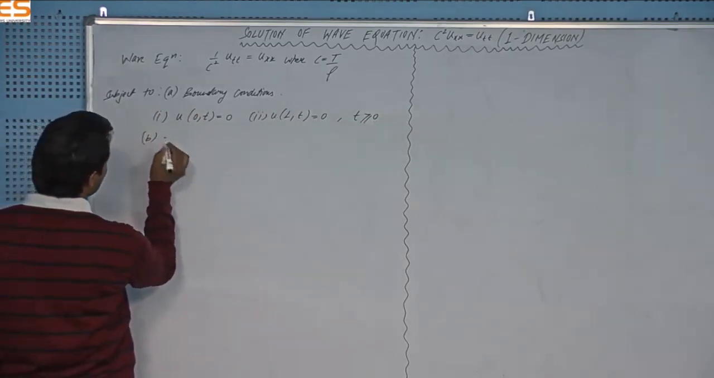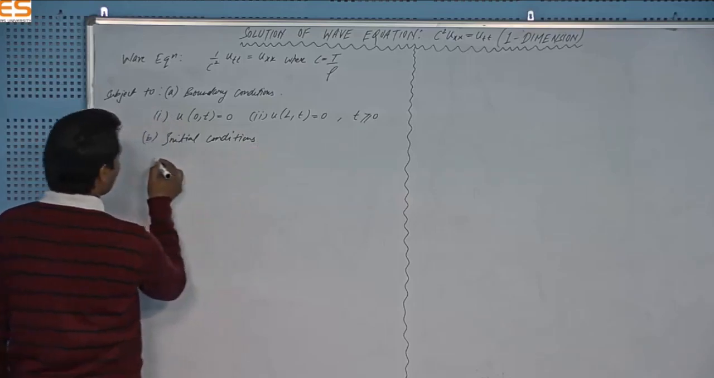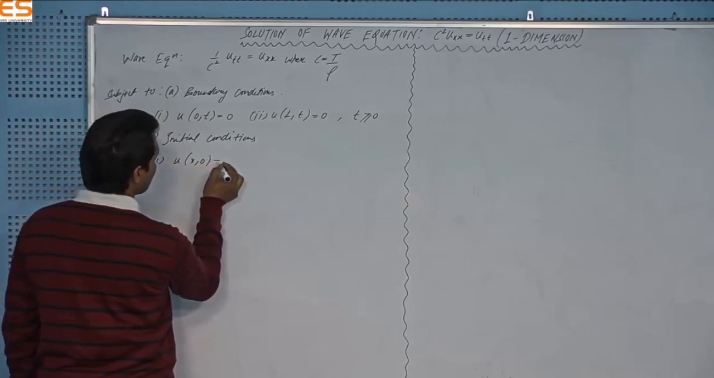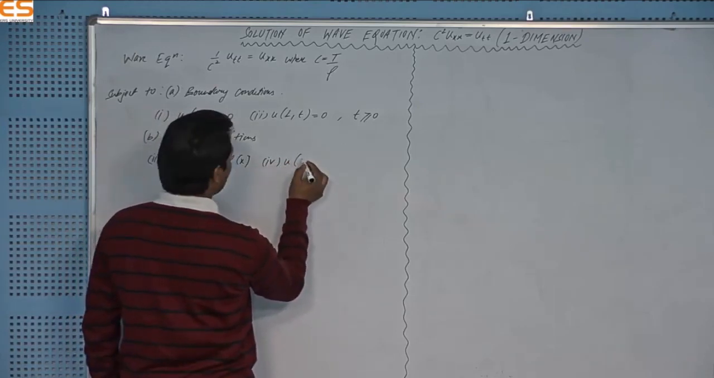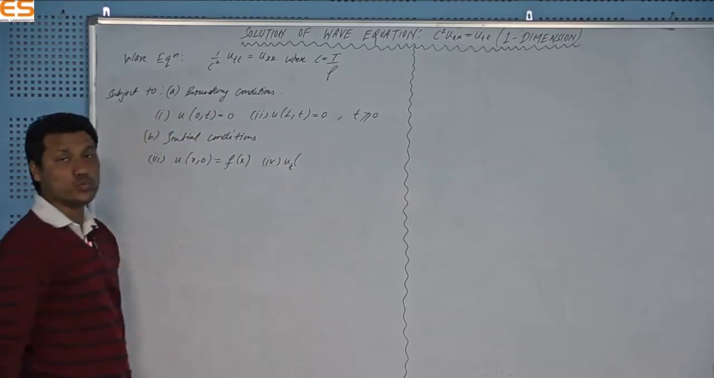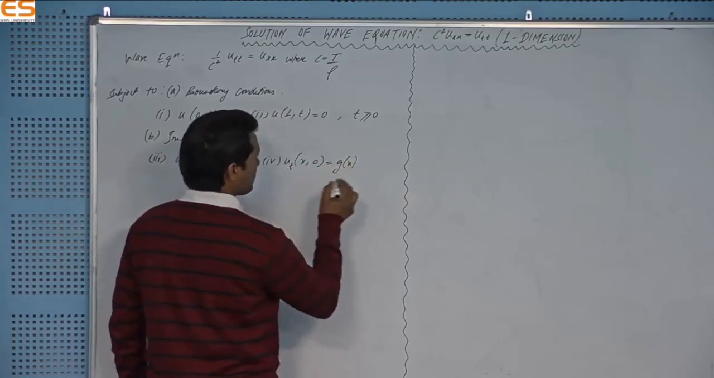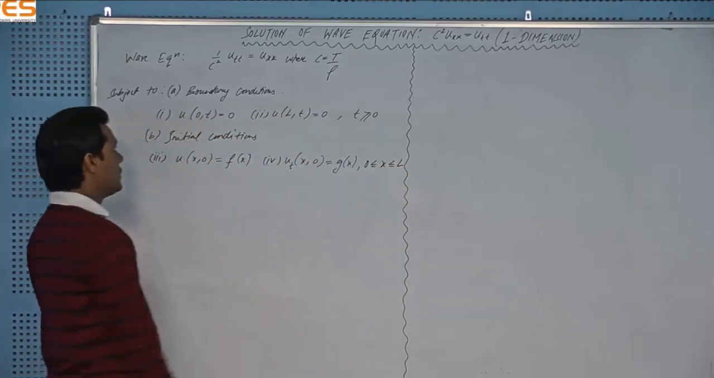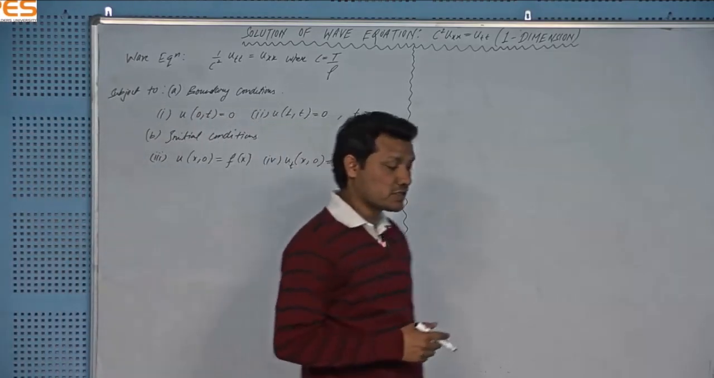And then the initial conditions were, first, u(x, 0) = f(x), and del u by del t, or you can write it as u_t, at (x, 0) is equal to g(x), for x varying between 0 to L. So this was our wave equation subject to the boundary and initial conditions, as we discussed in our last video.